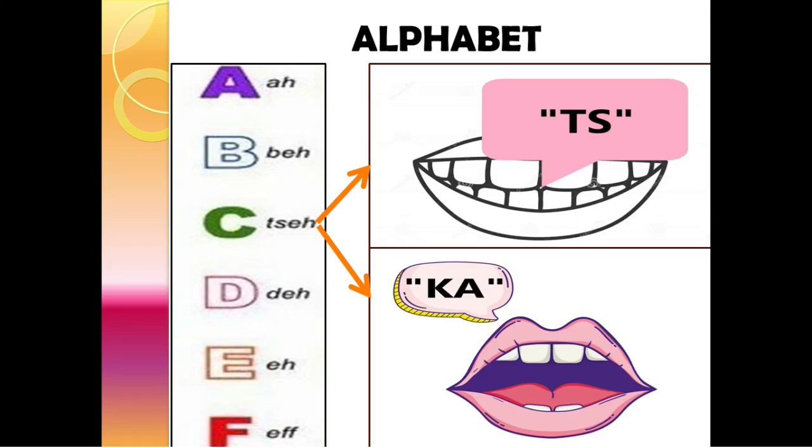C in German is a bit tricky because it can have two pronunciations. One sound of C is made by putting together your teeth and at the same time getting the sound of T and S out of the mouth. Ts. The other sound Ka also exists, but I will explain it a bit later with some examples.